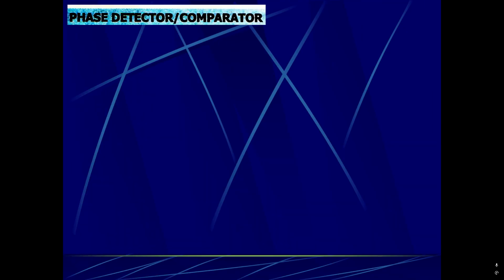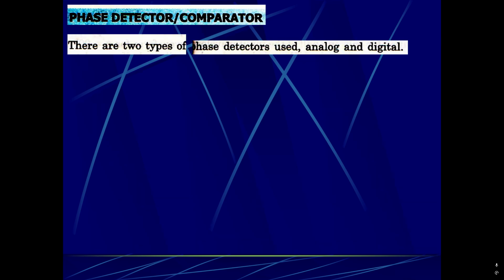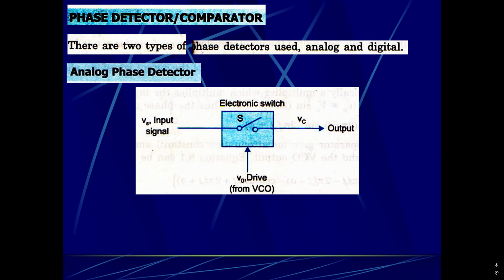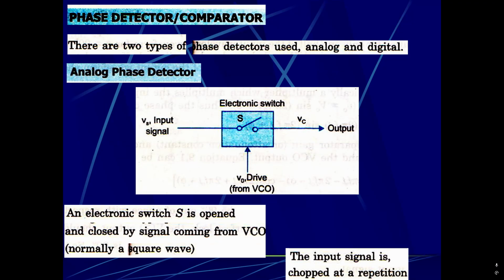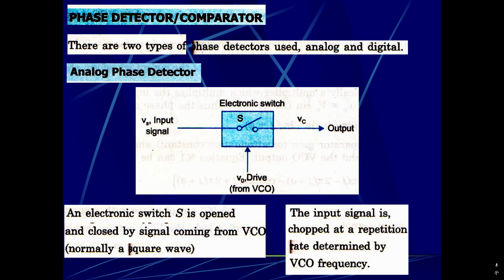Phase detector, comparator. There are two types of phase detectors used, analog and digital. Analog phase detector. So this is the schematic. An electronic switch X is opened and closed by a signal coming from VCO, which is normally a square wave. The input signal is chopped at a repetition rate determined by VCO frequency.